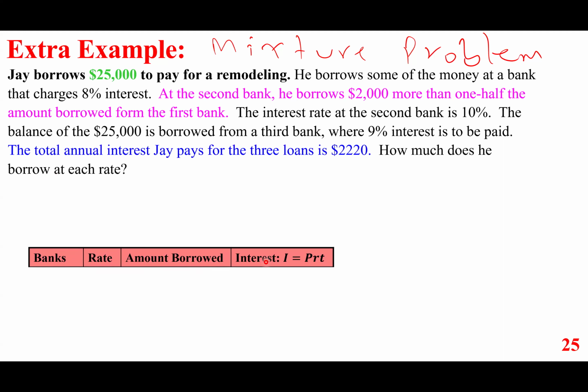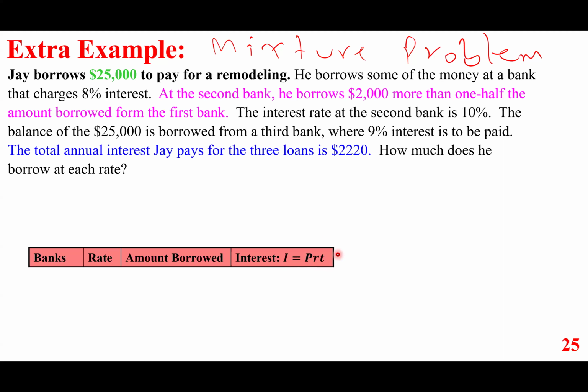rate, amount borrowed, interest. The formula for the interest, we should know that the simple interest I equals PRT. It's very simple, everybody. P stands for the principal, the amount of money. R stands for the rate. T stands for the number of years.